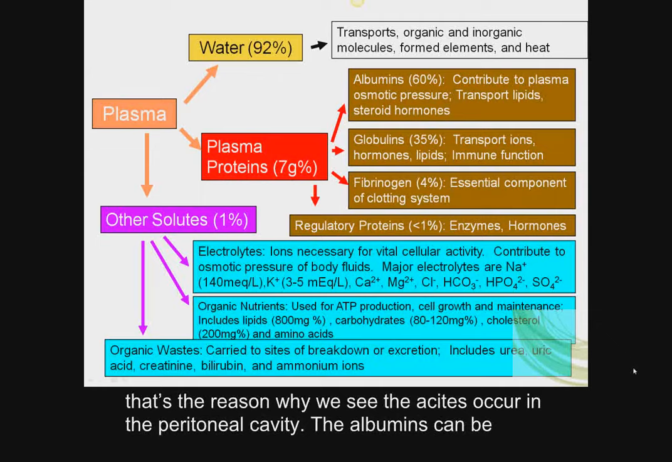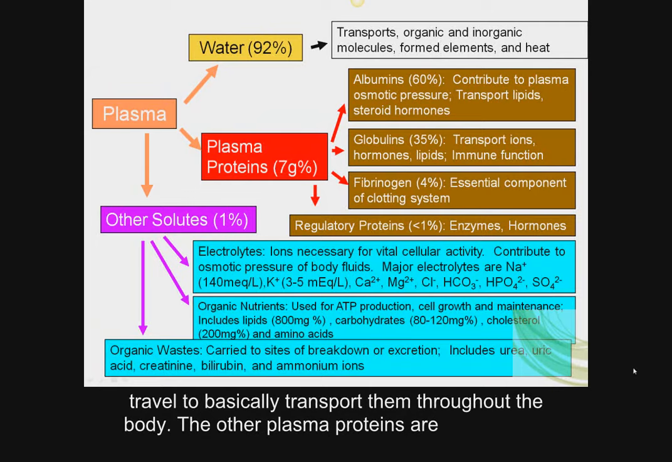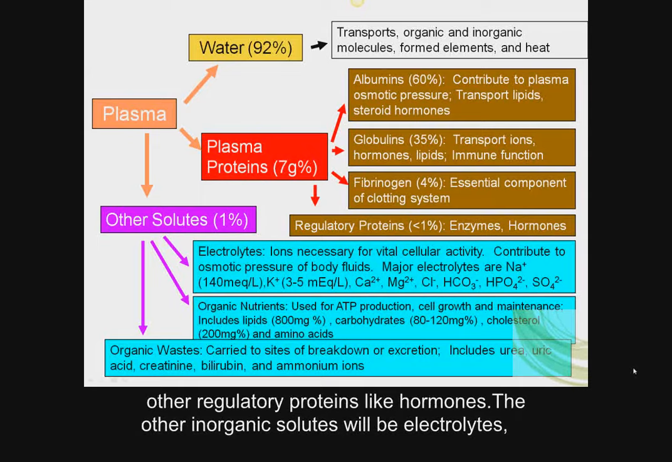The albumins can be non-specific transport proteins. They can bind to hormones and other lipids to help transport them throughout the body. The other types of plasma proteins are globulins and fibrinogen, which of course we just learned about in our hemostasis lecture. There are other regulatory proteins like hormones that can be dissolved in the plasma.